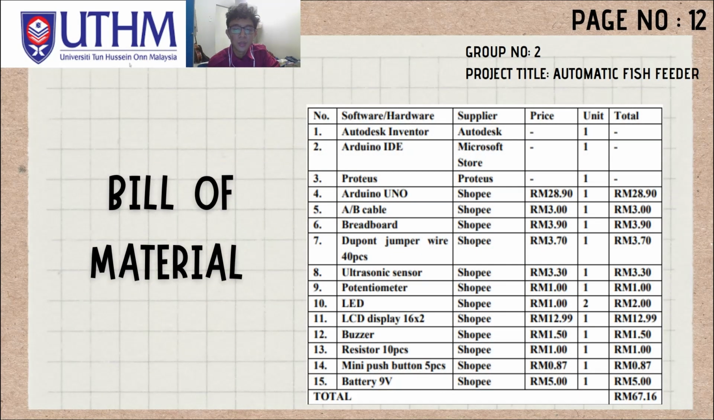So here is the bill of materials that we use for our automatic fish feeder. We have listed the software and hardware that we use along with the supplier, price, unit, and the total price. So this project cost us around 67 ringgit and 16 sen.